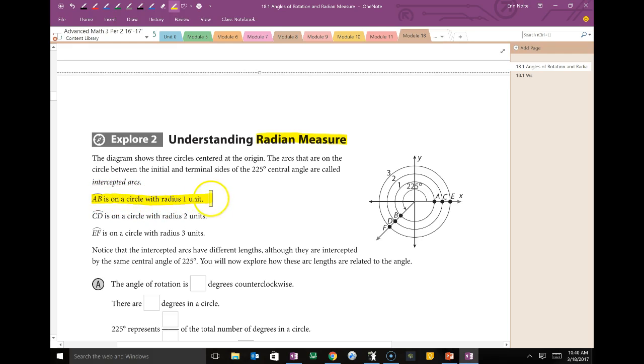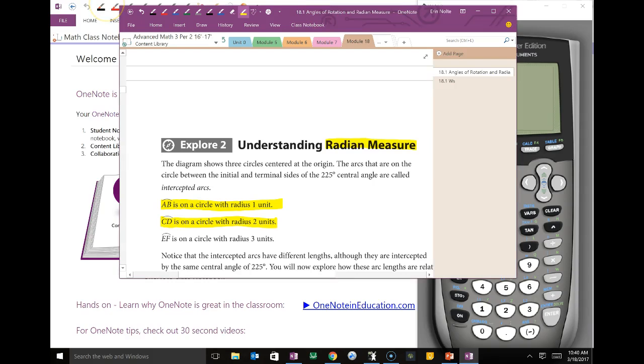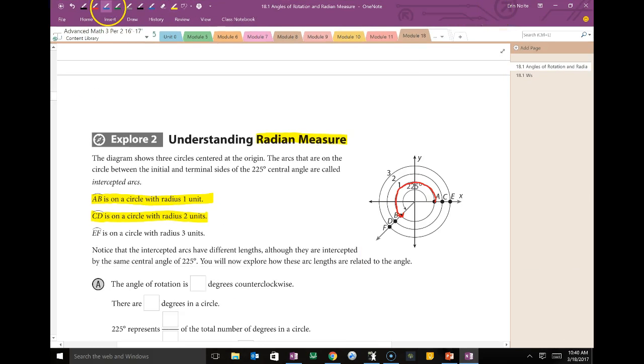From A to B, we have a radius of 1. They drew this right here, this will be my red one, at 225 degrees. From C to D, the same angle, but this time a wider radius, 2 times bigger. Then the third one, E to F, has a radius of 3, so 3 times bigger than the red one. Now don't assume that it is drawn to scale by any means, because it looks slightly off, but that's okay.